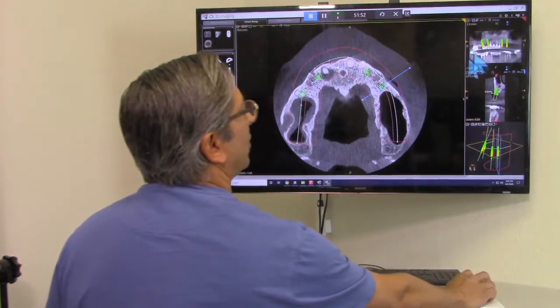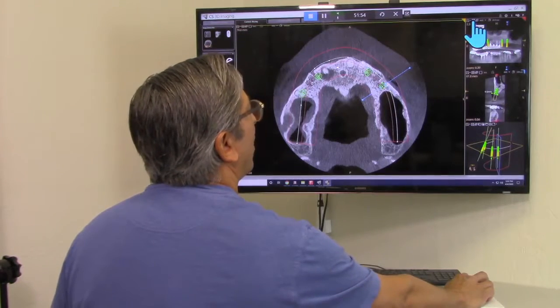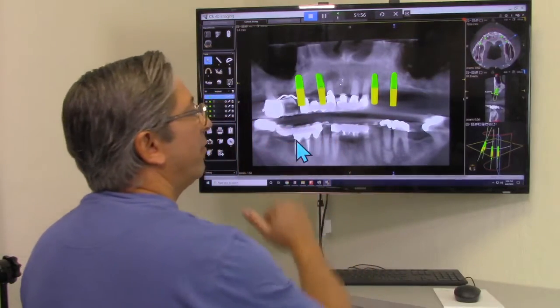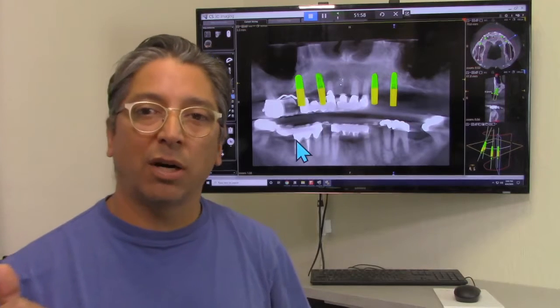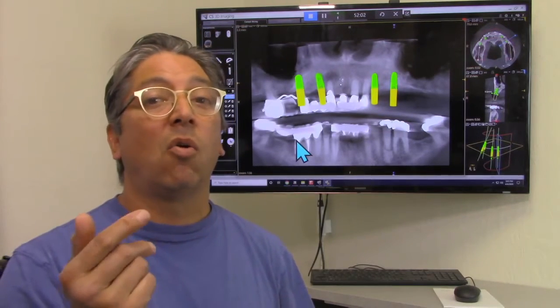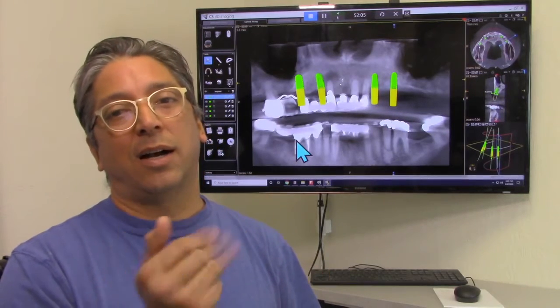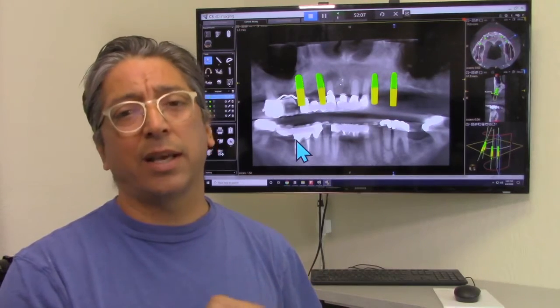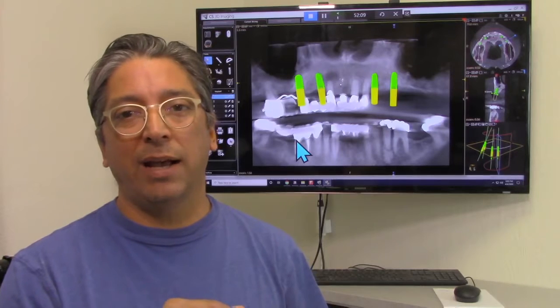So this is a nice full upper arch case. We would be doing a removable case. If you've watched our other videos, you'll understand why I'm not a big fan of all-on-4 or fixed hybrids. So please look at the other videos off the website that we have.